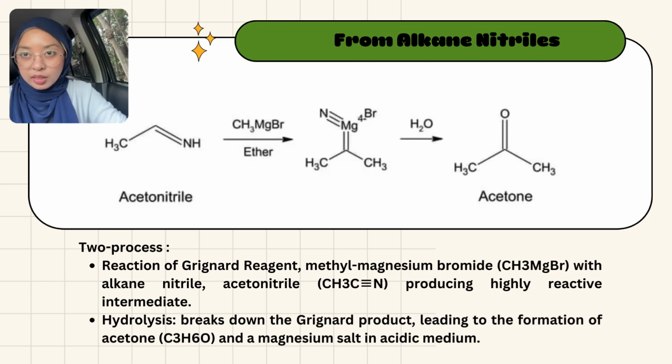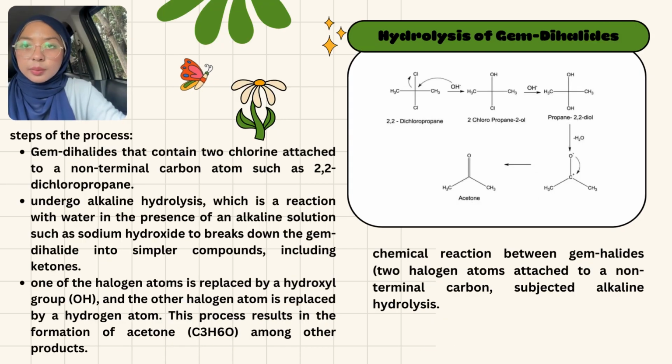The Grignard product is then hydrolyzed in an acidic medium, which breaks down the Grignard product, leading to formation of acetone and magnesium salt. The third method is hydrolysis of gem dihalide, which contains two halogens such as chlorine, as in the figure above.